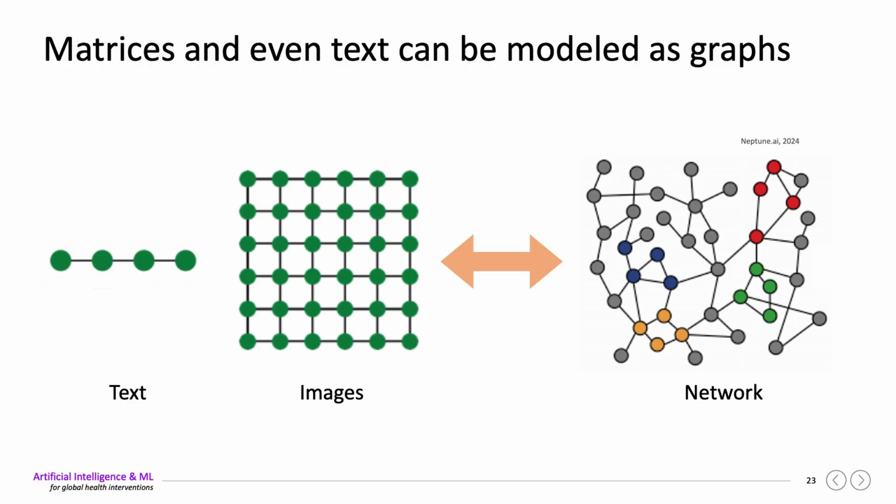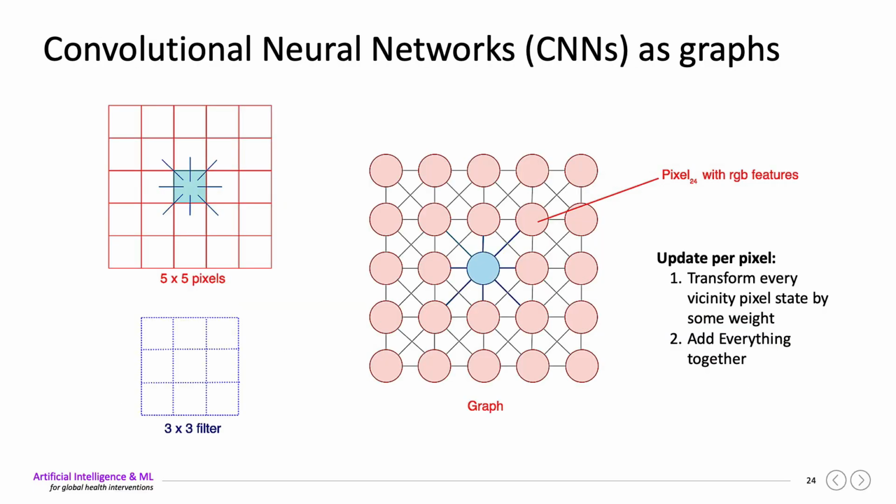The double-headed arrow between the image grid and the network emphasizes the key insight. A grid is just a special, highly regular kind of graph. This means the convolution we already know for images is a special case of a more general operation on graphs, which sets up the next slide beautifully. Let's make that connection between GNNs and graphs explicit.